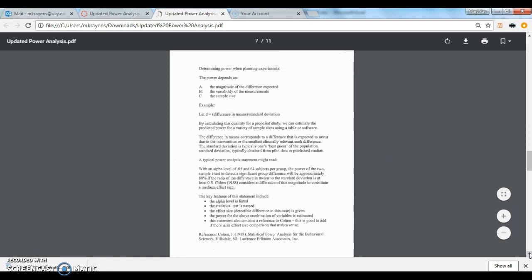So we already talked about it a little bit, but power depends on the magnitude of difference expected, which is the effect size. That is, in our example, the difference between 100 versus 200 versus a 400 mil increase in urine production. The variability of the measurements, which has to do with how variable each of the subjects that are included are. How variable is their response to an intervention?